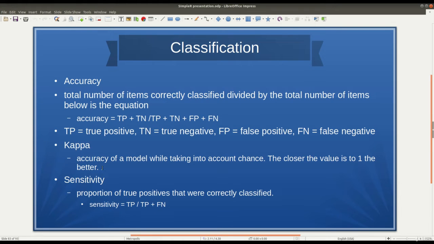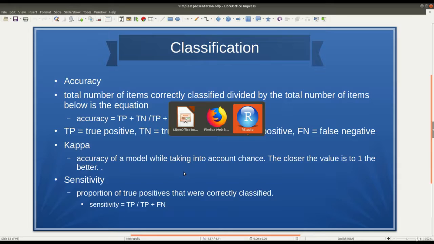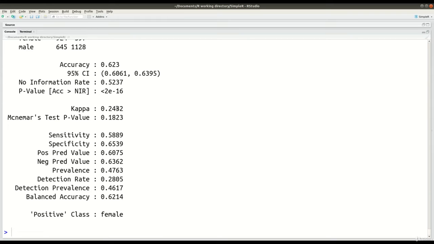Now the kappa, which is what we just left off on, is the accuracy of a model while taking into account chance. So the kappa tells you how good the model is when you also adjust for random success through guessing. The closer the value is to 1, the better. If we go back here, you see our kappa is 0.24, very poor. So this model is not that great. But again, this is just a different metric for adjusting for accuracy. McNemar's test p-value, we'll deal with that at a different time, maybe not now.